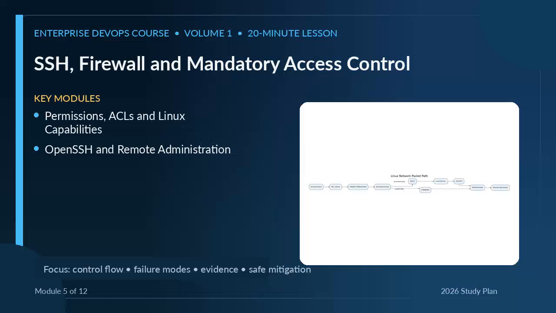SSH, firewall and mandatory access control. The module on permissions, ACLs, and Linux capabilities establishes the following idea. Linux discretionary access control begins with ownership and mode bits. ACLs add named user and group entries. Capabilities split selected root privileges into smaller units.